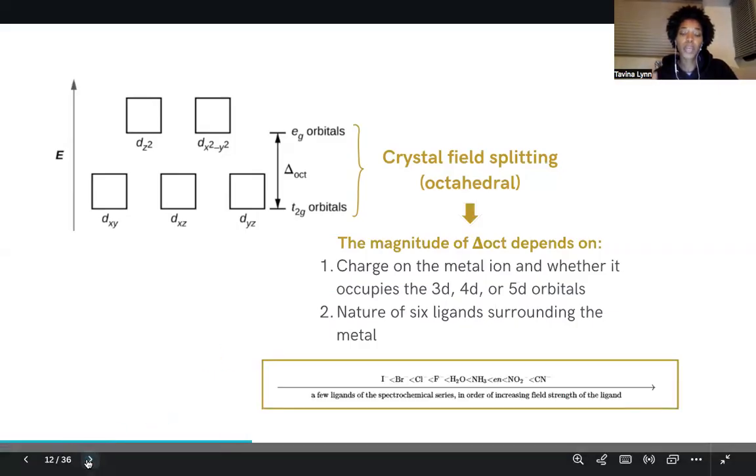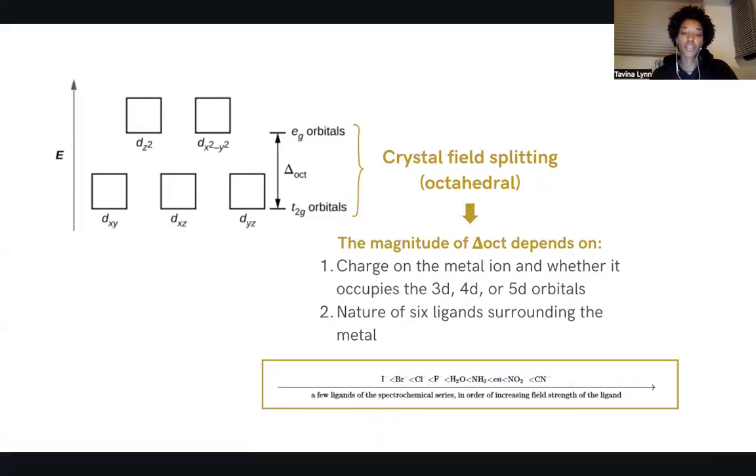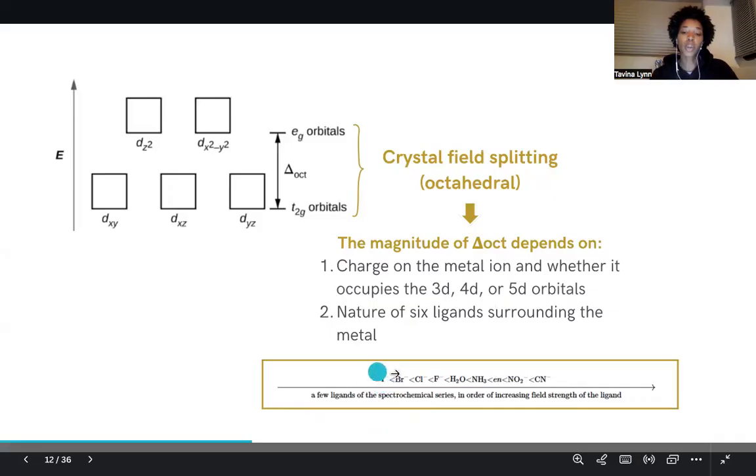So if we're looking at the same metal atom or metal ion, we can compare the crystal field splitting when that same metal is bound to different ligands. And this is called the spectrochemical series. This is just a summary of some of them here, where these ligands are ranked based on what's called their field strength. So iodide has the lowest in this series, whereas cyanide has the highest.